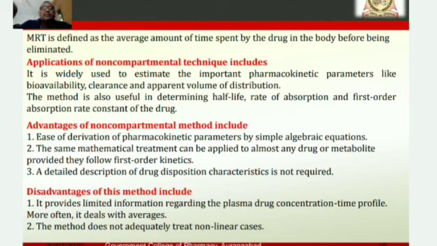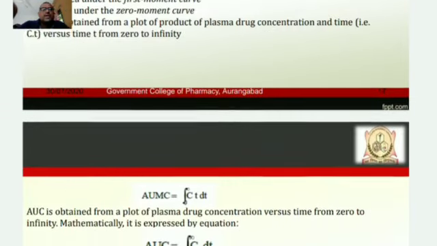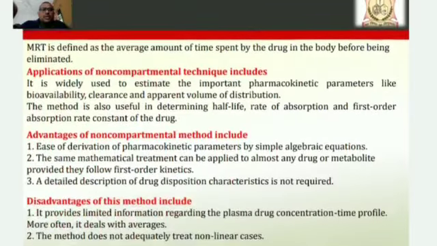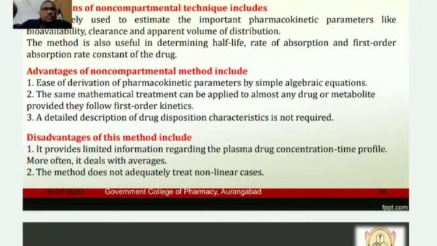Now we'll see the advantages of the non-compartment method. Ease of derivation of pharmacokinetic parameters by simple algebraic equations. Here the simple algebraic equation is this one, by which we can determine the area under the curve from the blood drug concentration with respect to time. Next, the same mathematical treatment can be applied to almost any drug or metabolite, provided that it follows first order kinetics. So it can be used for any type of drug that follows first order kinetics. A detailed description of drug disposition characteristics is not required here.